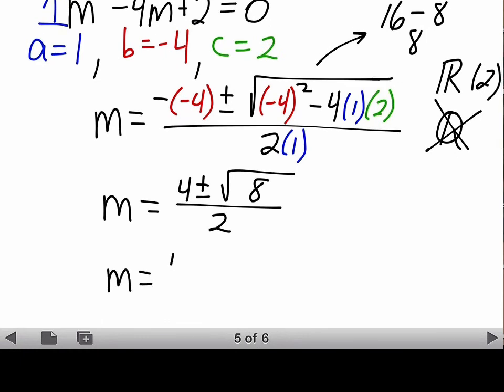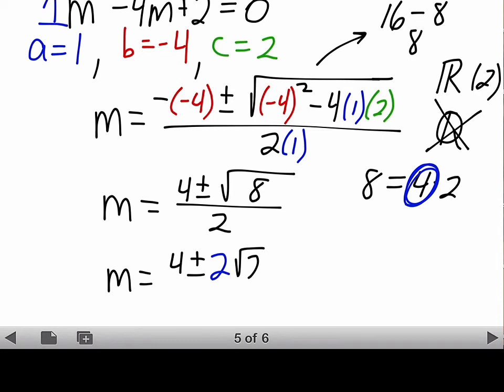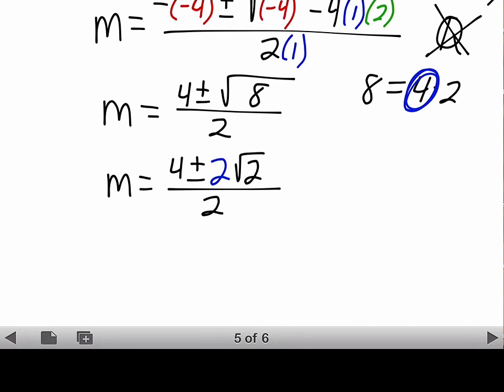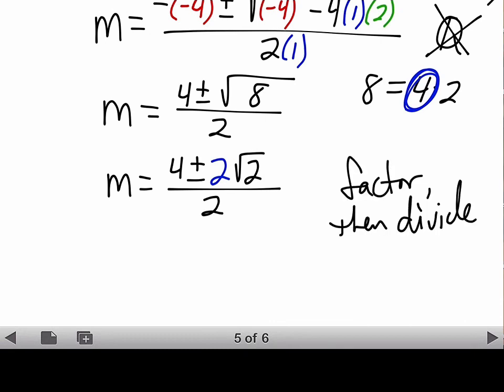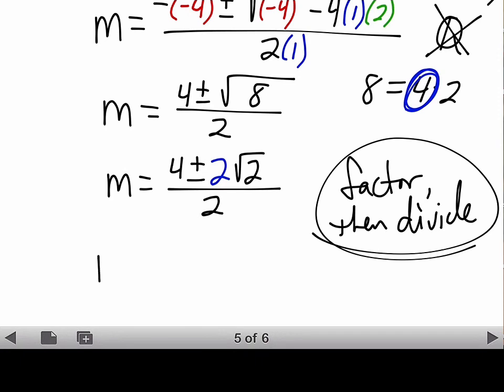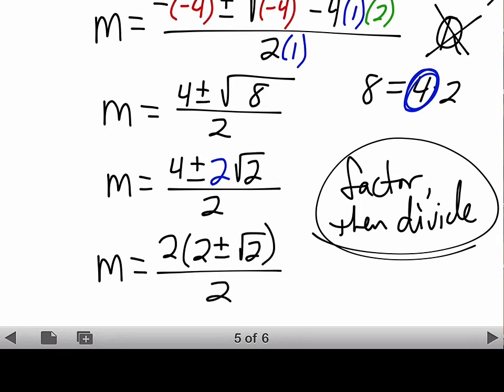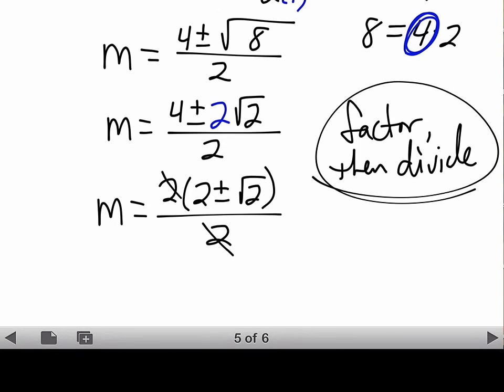M is equal to 4 plus or minus, remember 8 factors into 4 times 2. 4 being a perfect square means it's going to come out of the radical. We're leaving 2 in the radical, so 4 plus or minus 2 root 2 all over 2. Now I want to reduce this fraction, which means we're going to factor and then divide. So the numerator turns into 2 times the quantity of 2 plus or minus the square root of 2 all over 2. The 2's divide out. So we have m is equal to 2 plus or minus the square root of 2 as our solutions to this equation.